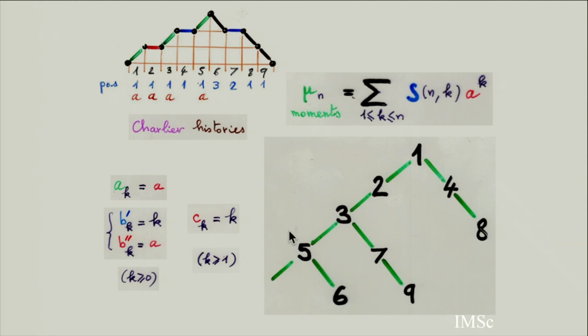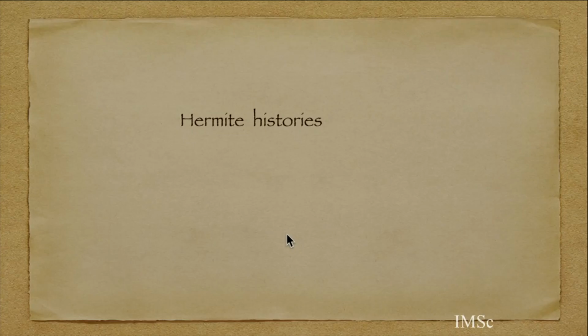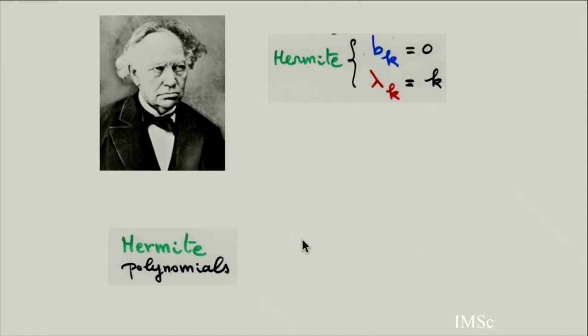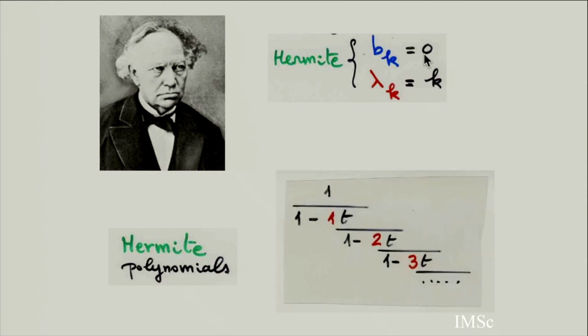And now the Hermite history. So again, it's a restriction of Laguerre, but much more restricted. bk equals 0, lambda k equals k. So when I go up, there is 1. When I go down, it's k, and no level. So this is a continued fraction for Hermite polynomials. So you should prove that this is the generating function for the moments, the number of involutions with no fixed point.